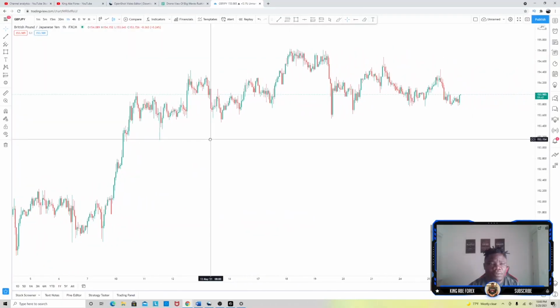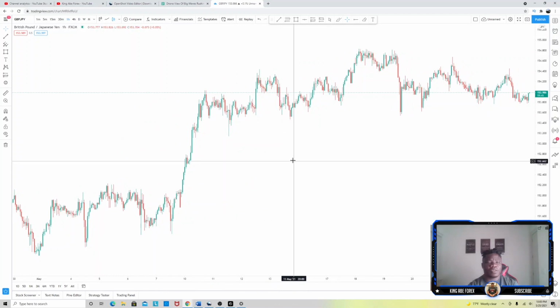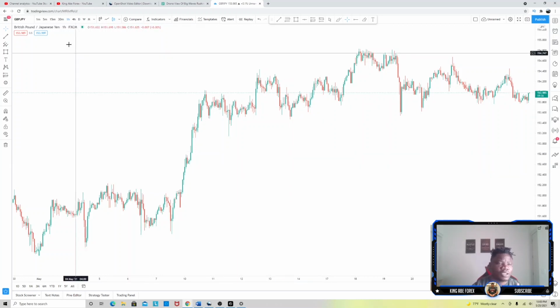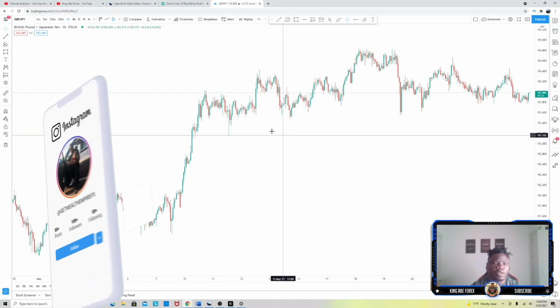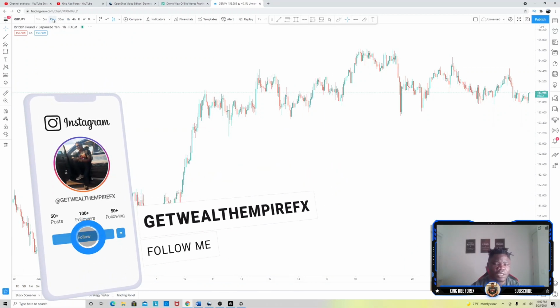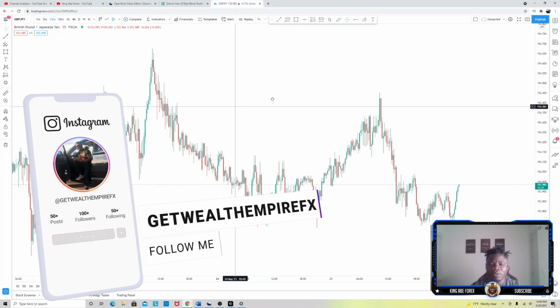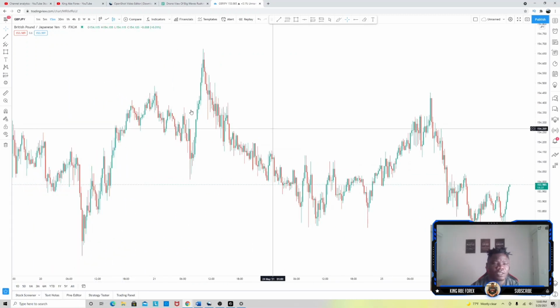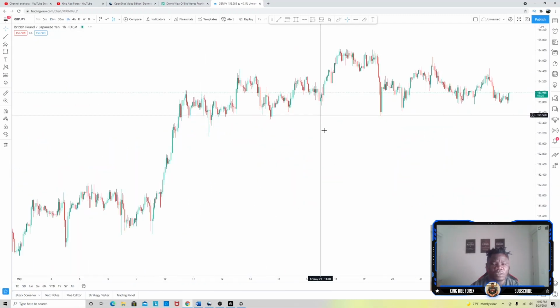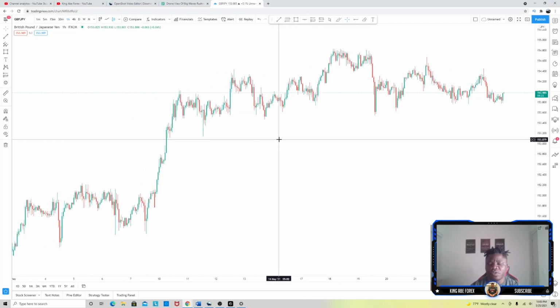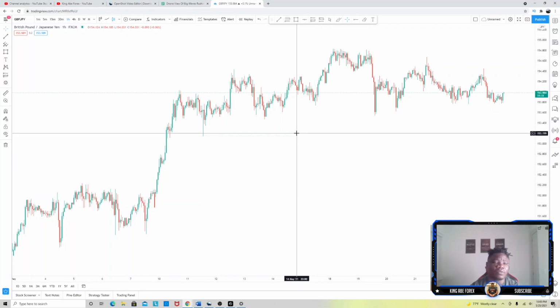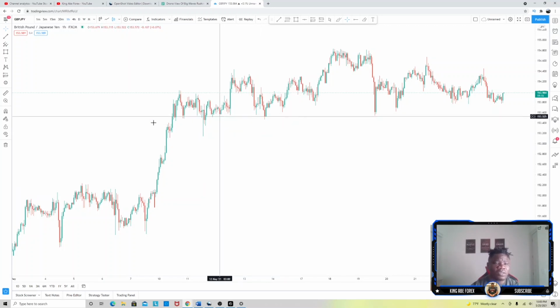Alright guys, for this strategy, we're going to be using two indicators, and it's going to be two moving averages. Right now we're looking at GBP JPY on the 1 hour time frame, but we're actually going to be using the 15-minute time frame for this strategy. So the indicators we're going to be using are two moving averages, and that's it. But it's actually going to be moving average exponential, not simple.